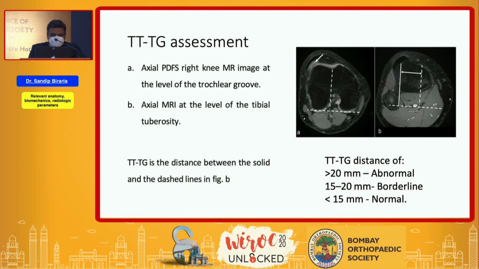The most important is the tibial tuberosity to trochlear groove assessment. How is it done? You draw the posterior condylar axis at the level of the trochlear groove. In the same plane, you draw an axis at the level of the tibial tuberosity. When both of these are superimposed on each other, the distance between them is the TTTG assessment. If it is more than 20 mm, it is abnormal. Less than 15 is usually normal.